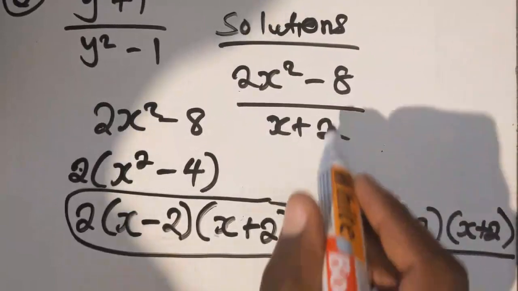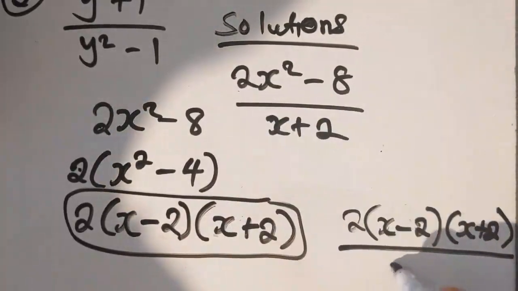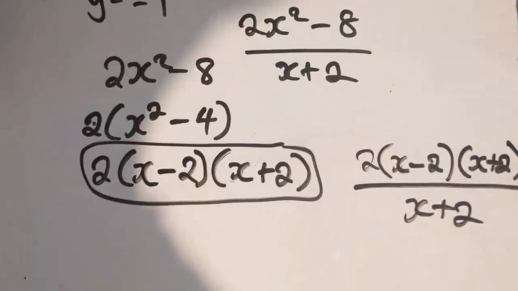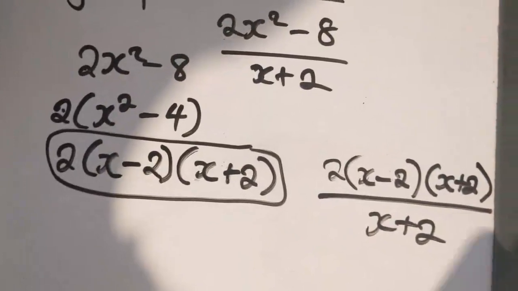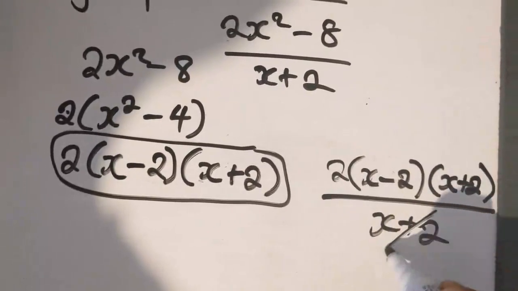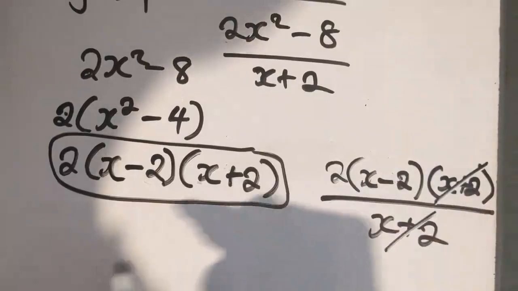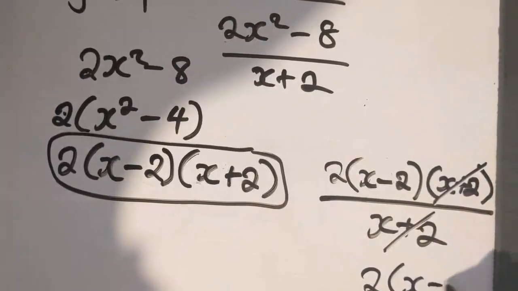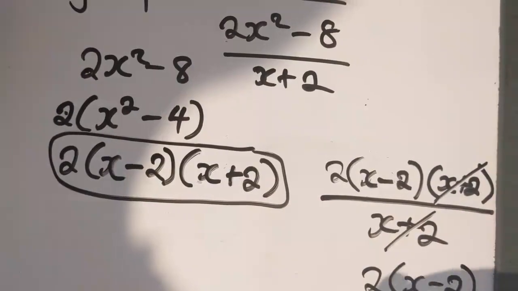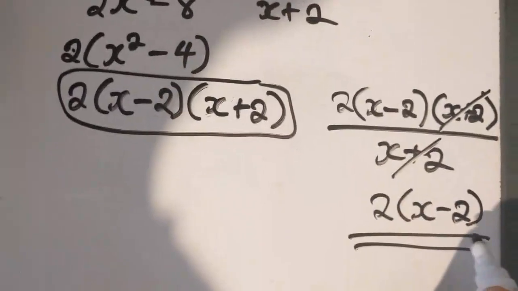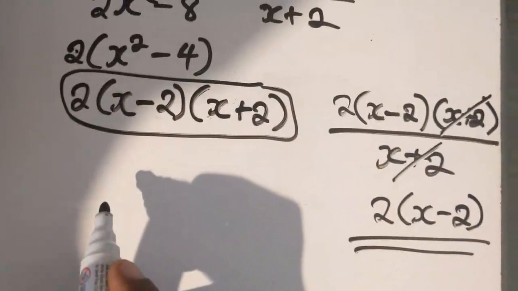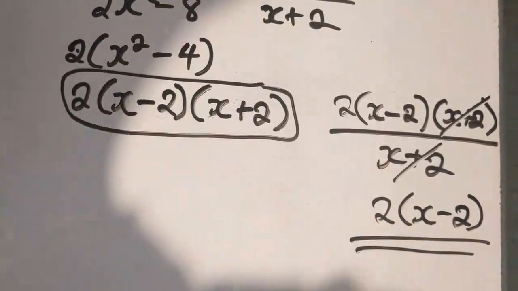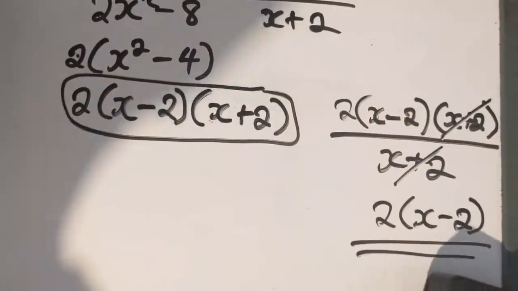Then you divide by x plus 2, right? Now it is just a matter of dividing. This will go with that one. So what you have is 2 open bracket x minus 2. This is how you simplify that kind of equation. Then you get your 3 marks like that.